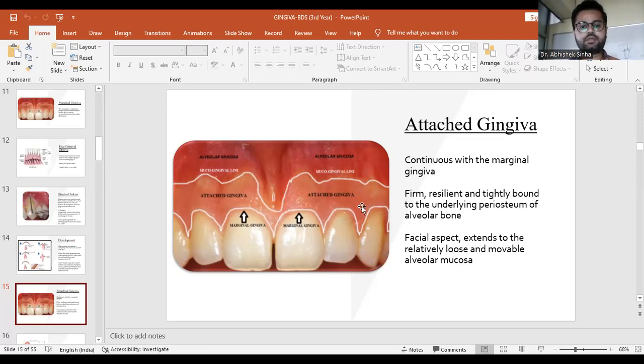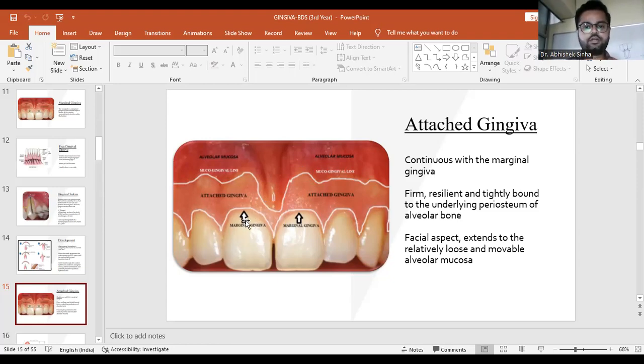What you're seeing right now on your screens, in the photograph, is your facial aspect. We are not talking about the palatal, which is behind. This extends to the relatively loose alveolar mucosa. This is the alveolar mucosa. This is very loose. You can see the color differences also. So now you've understood what is attached gingiva and what is marginal gingiva.